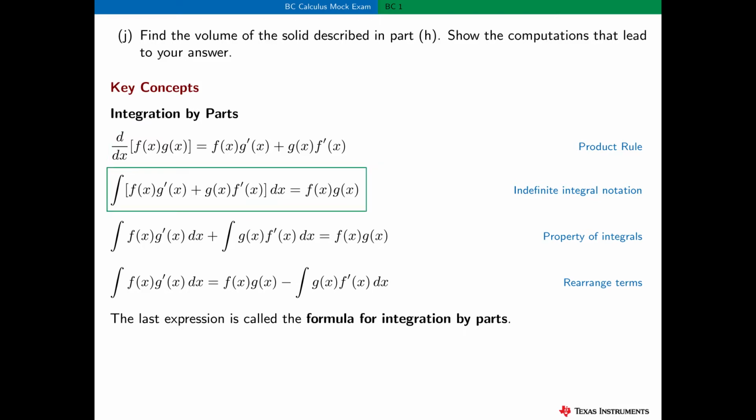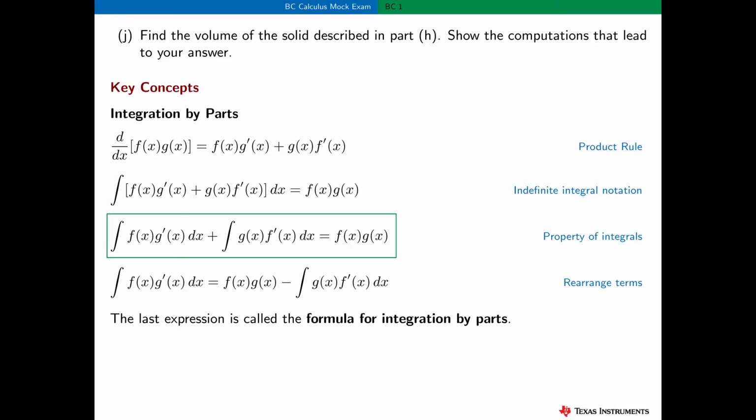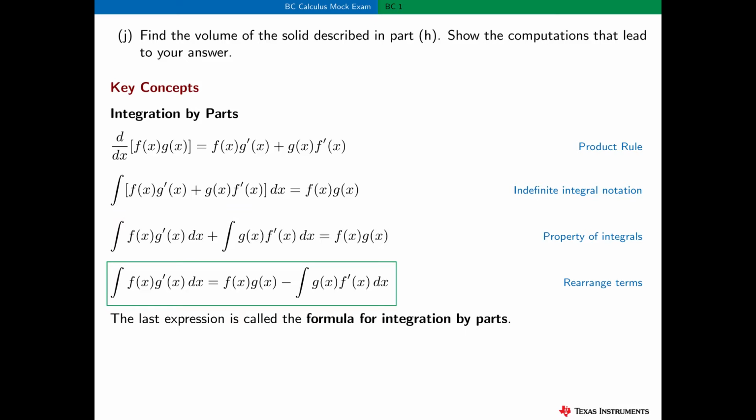Then use the notation of definite integrals. This equation becomes, well, this. Now I'll use a property of integrals. The integral of a sum is the sum of the integrals. And then finally, I'll just solve for one of the integrals. And this expression is the formula for integration by parts.